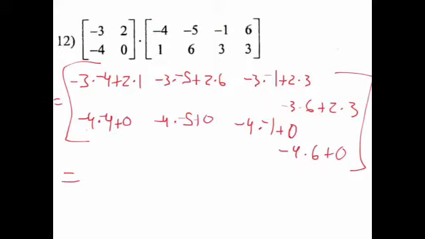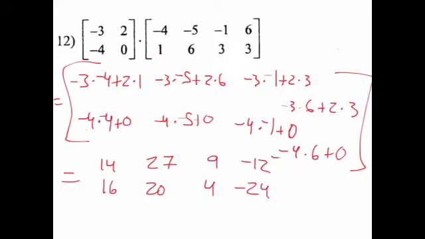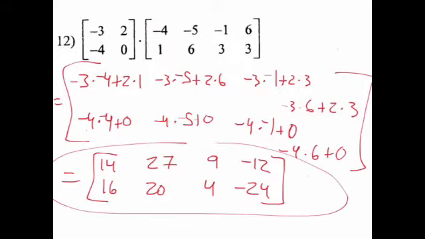Now I just need to do the calculations. That's 12, that's 2, add that gives you 14. That's positive 15 and positive 12. When you add that, you're going to get 27. That's positive 3 and positive 6. When you add that, you'll get 9. That's negative 18 and positive 6. That'll give you negative 12. And that there is positive 16 plus 0 is positive 16. That's positive 20 plus 0. And that's positive 4 plus 0. And that's negative 24 plus 0. And this is my resulting matrix.